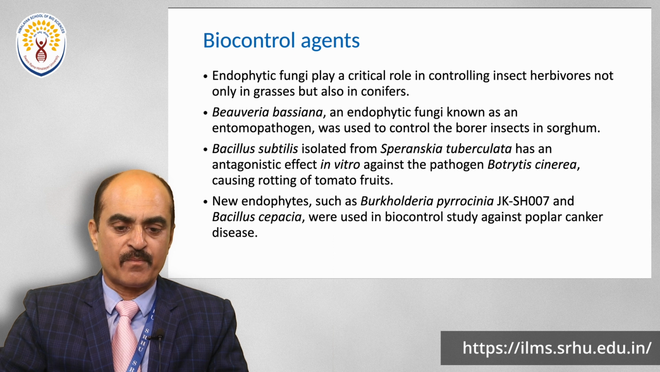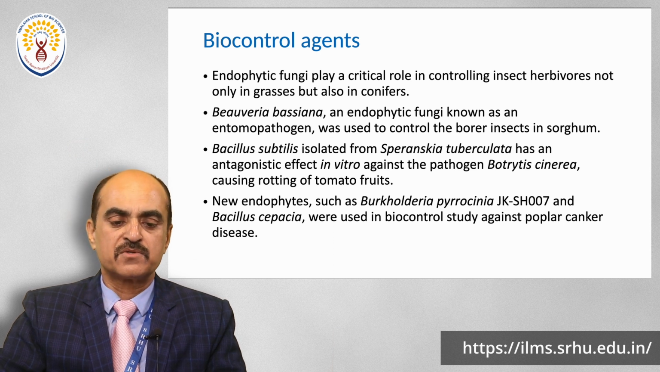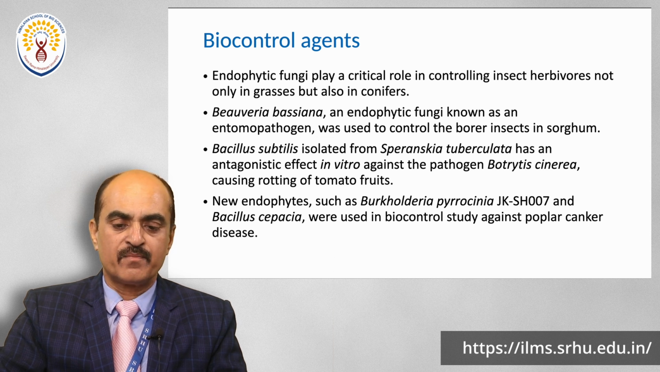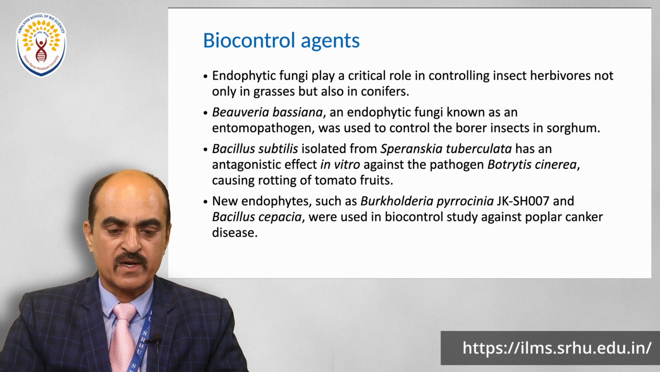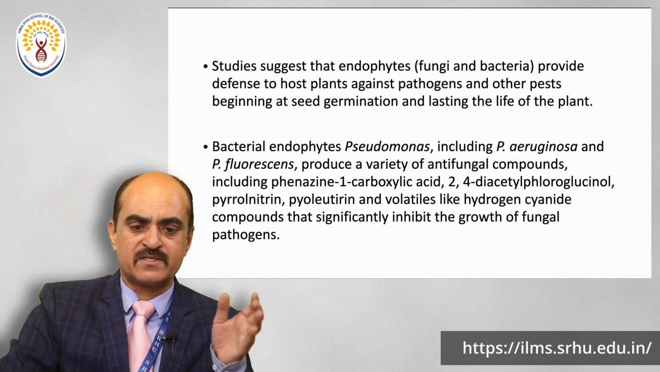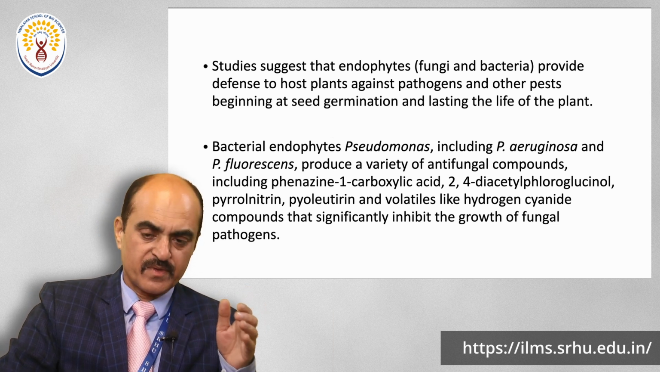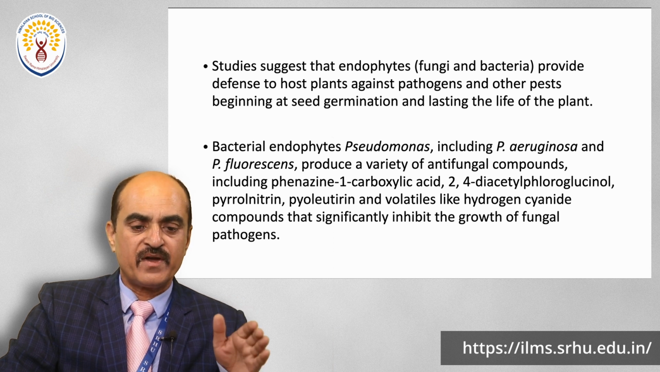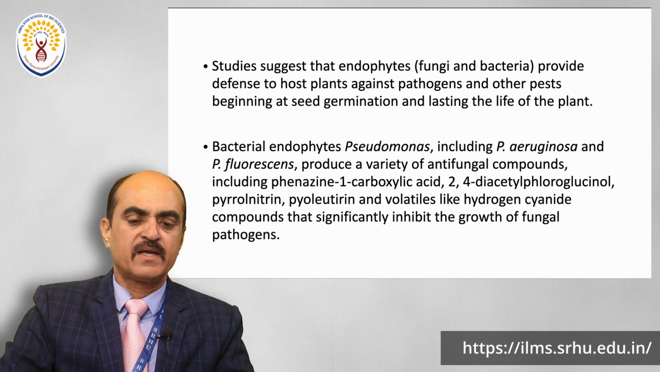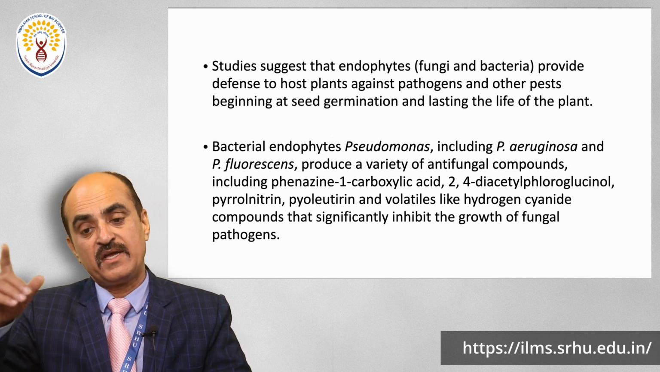Bacillus subtilis, isolated from Spankisia, has an antagonistic effect in vitro against the pathogen Botrytis cinerea, which is responsible for rotting disease of tomato fruits. New endophytes such as Burkholderia, Pyrocenia and Bacillus cepaceae were used in biocontrol study against poplar canker disease. The studies conducted have suggested that endophytes, be they bacteria or fungi, provide defense to host plants against pathogens and other pests, beginning at seed germination stage, lasting the life of the plant.